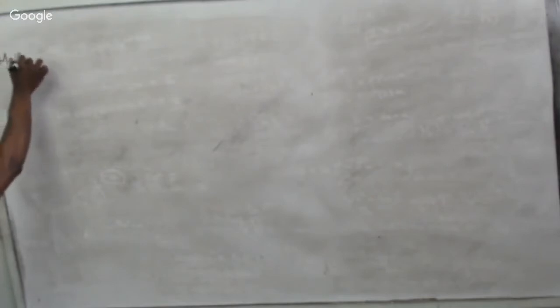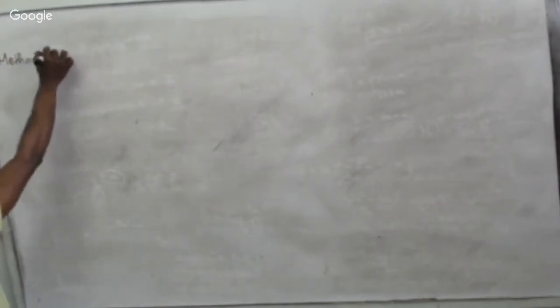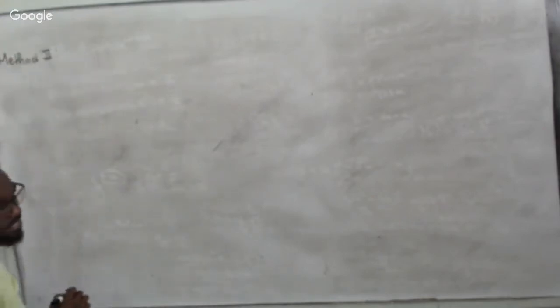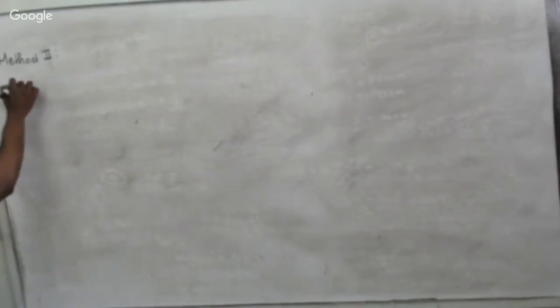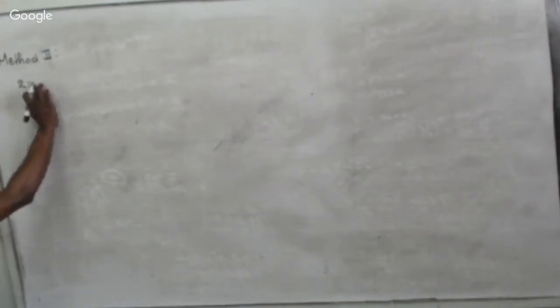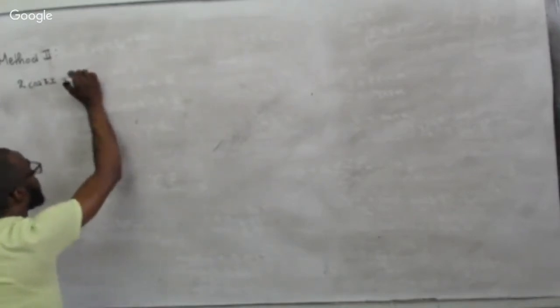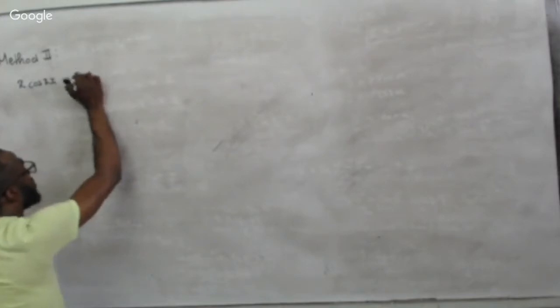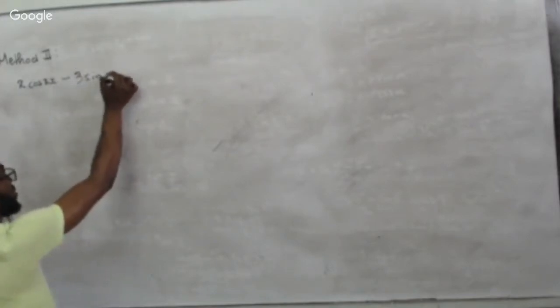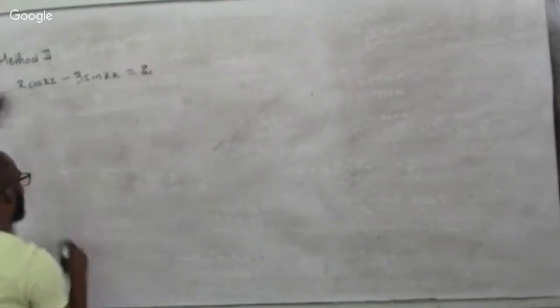All right. Method 2 with an example. You're going to see that method 2 is very intuitive, by the way. Ready? What is the question again? 2 cos twice x minus 3 sine twice x equals to twice.